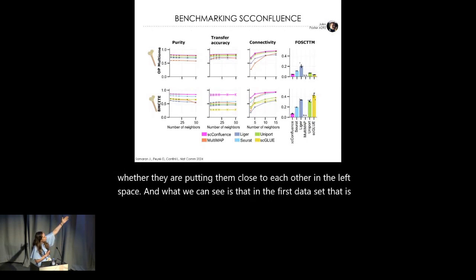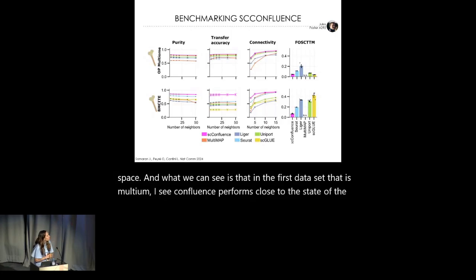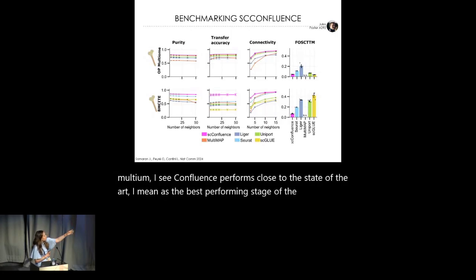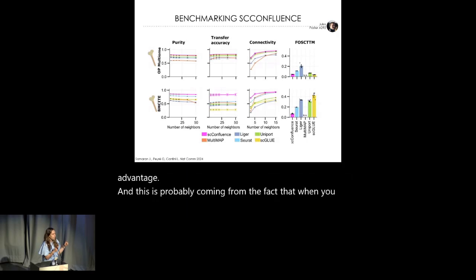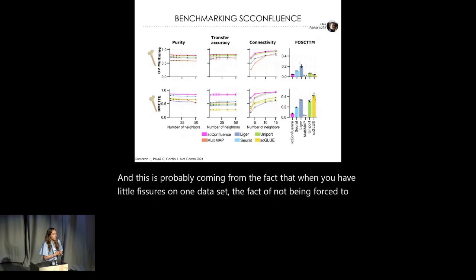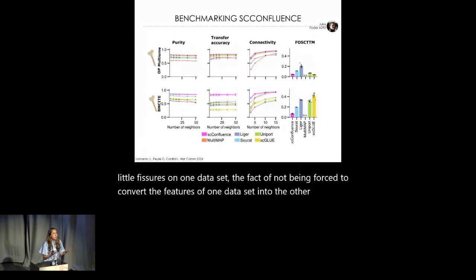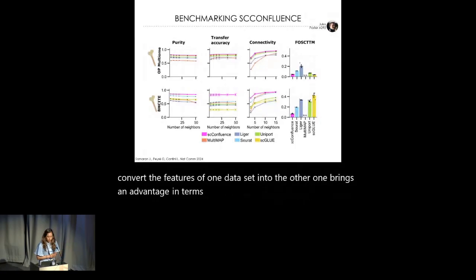And what we can see is that in the first dataset, that is Multiome, SCConfluence performs close to the state of the art, I mean, as the best performing state of the art, but more interestingly, in the context of CITE-seq, we can see an advantage. This is probably coming from the fact that when you have few features in one dataset, not being forced to convert the features of one dataset into the other one brings an advantage in terms of quality of the latent space that we are building.